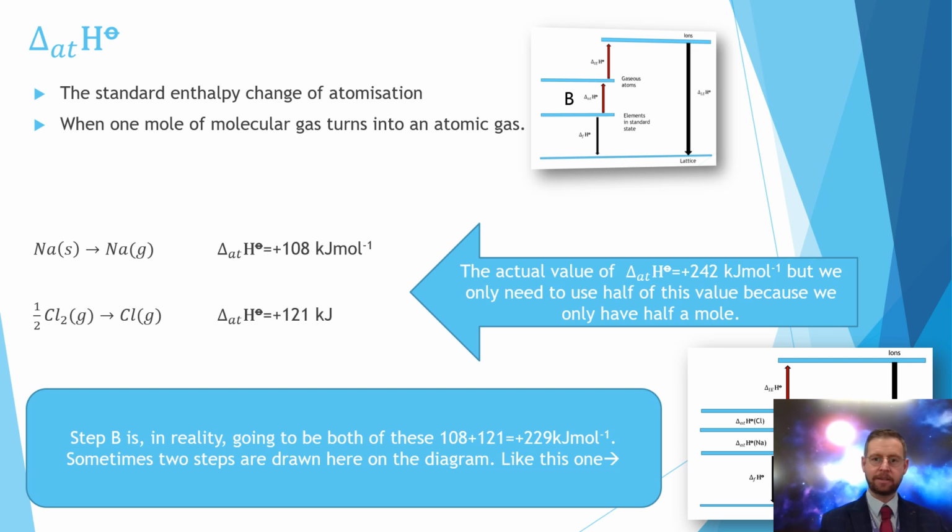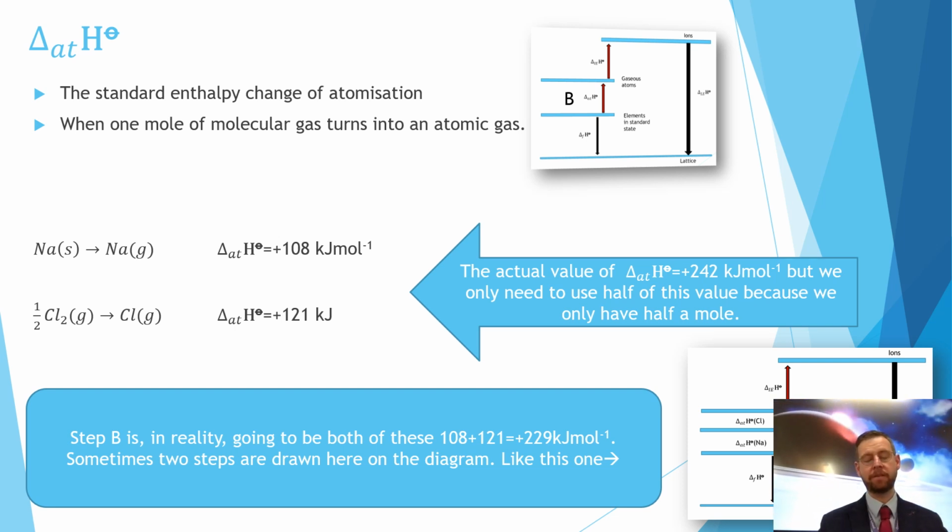Now we want to turn our attention to the part of this diagram that we've given the letter B to. This is the atomization phase, turning it from its solid state into the gaseous form, both the sodium and the chlorine. Now the sodium is straightforward. The solid sodium will turn into gaseous sodium just with an input of 108 kilojoules per mole of energy. Now the chlorine is a little bit more complicated because we're going from half a mole of Cl2 to a single mole of Cl. Now Cl2 turning to 2 Cls has an enthalpy of atomization of 242 kilojoules per mole.